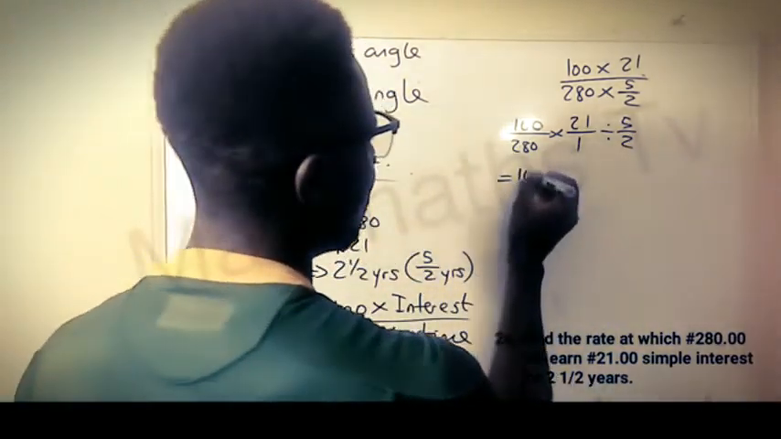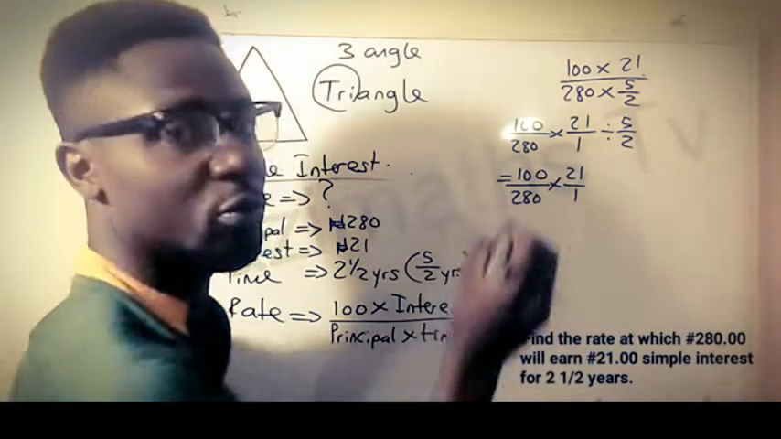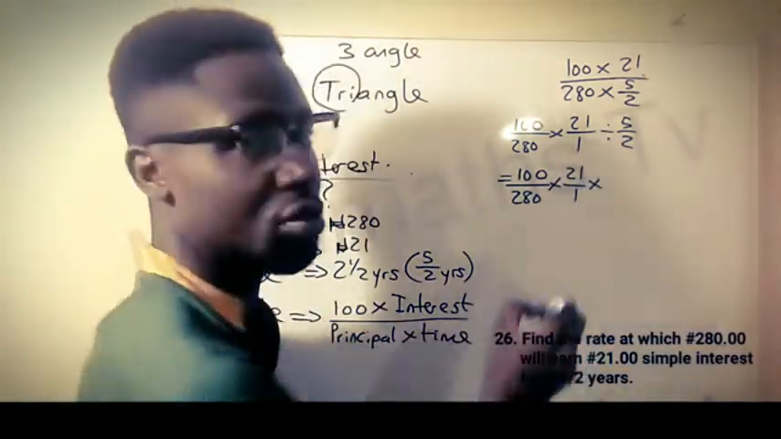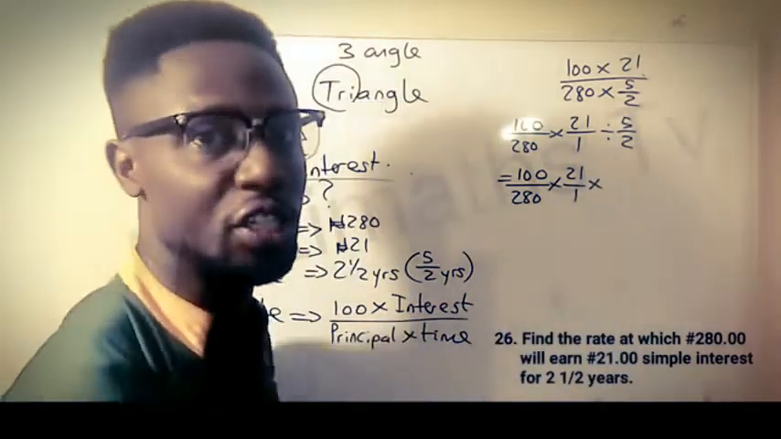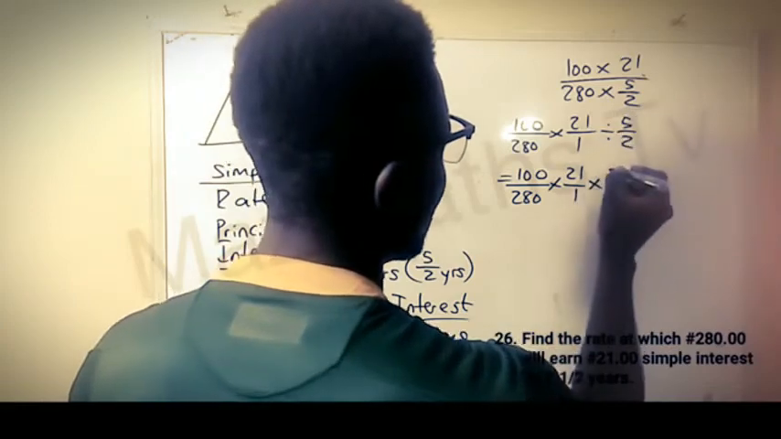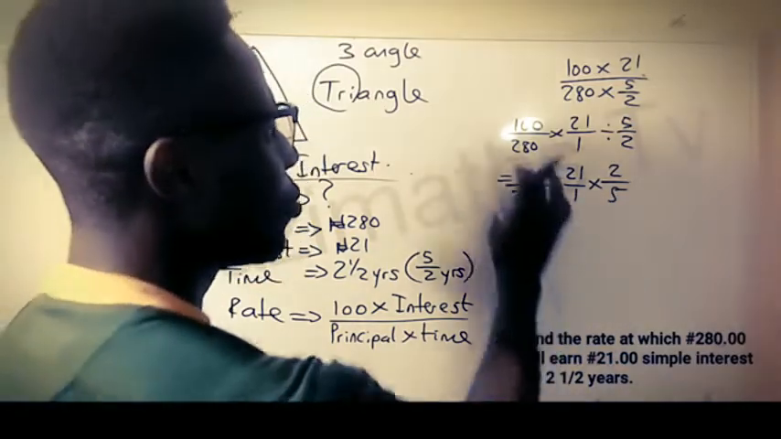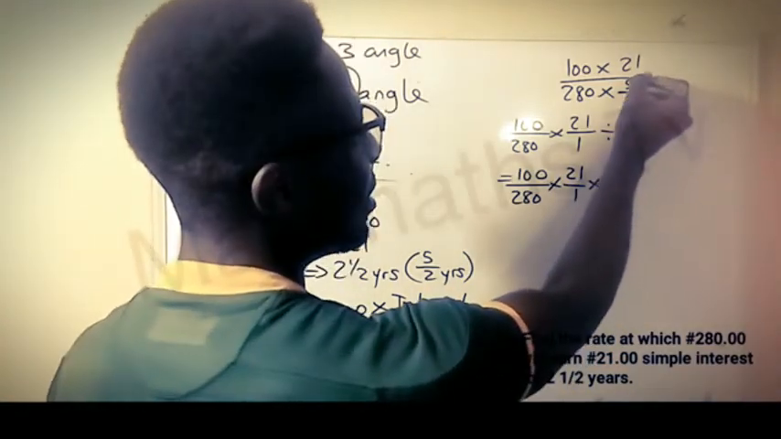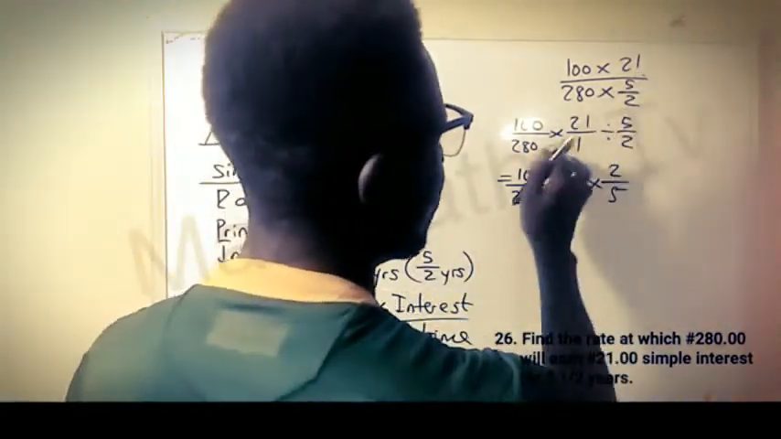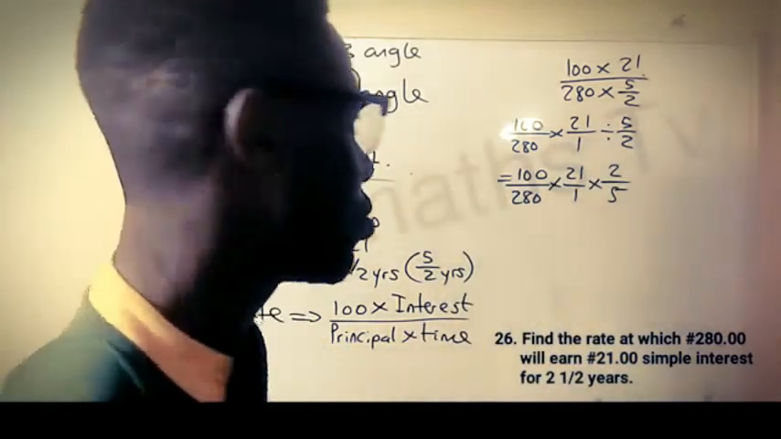So now let's go. We have 100 over 280 times 21 over 1. This division will change to times. Remember what I told you in the last class. When it changes to times, this fraction here will interchange. The one up will come down and the one down will go up. So instead of 5/2, you now have 2/5. You can see that it will be much easier for you to solve now. If there was a single number here, all you need to do is just divide and get your answer. But because of this fraction that we have here, that's why I expanded it like this for you so that you'll be able to get a clearer picture of the solution.